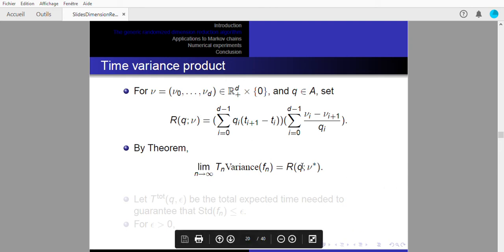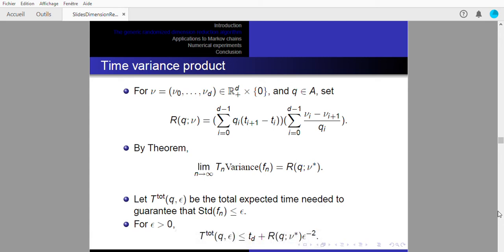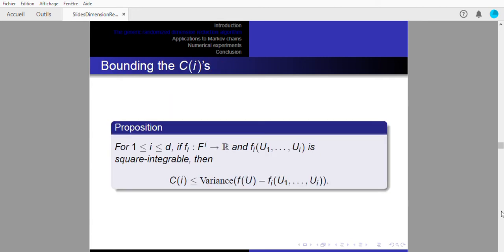Okay, so we have the expected running time multiplied by the variance, and so if we let t total Q of epsilon be the expected time needed to guarantee that the statistical error is at most epsilon, then we can show that this expected running time is at most equal to Td plus the time variance product multiplied by epsilon to the power minus 2. Okay, so in order to get precision epsilon, the running time that we need is at most Td plus the time variance product R of Q and mu star multiplied by epsilon to the power minus 2.